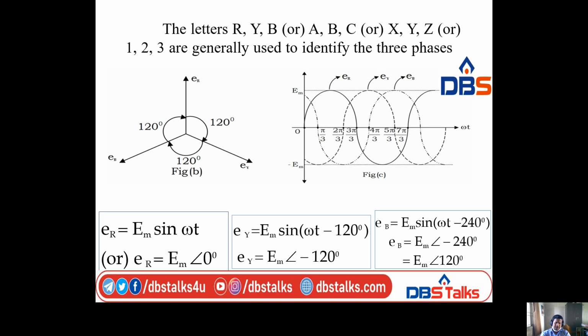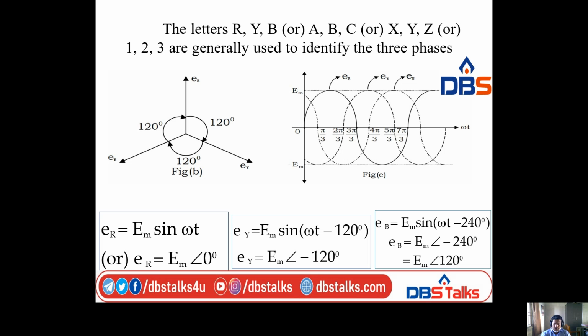Each phase will be displaced by 120 degrees from one another. ER is at an angle of 120 degrees to EY, EY is at an angle of 120 degrees to EB, and EB is at an angle of 120 degrees to ER. Why? Because the angle of a three-phase balanced system is 2 pi by n, and for a three-phase system it is 2 pi by 3.